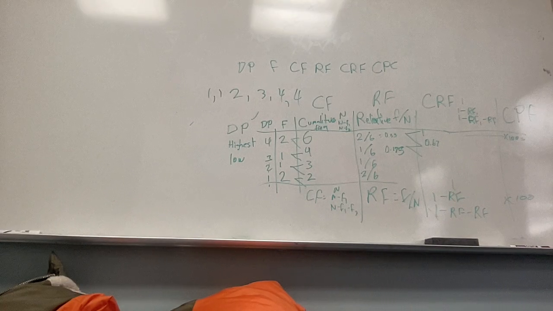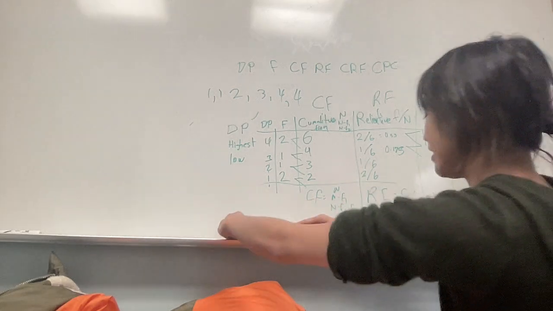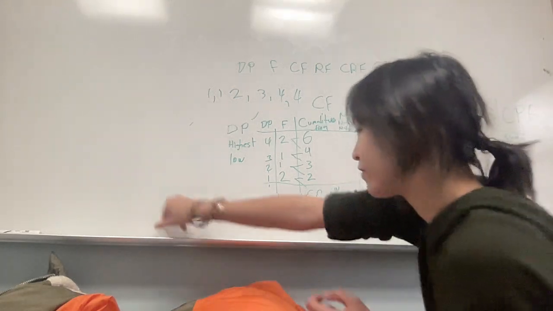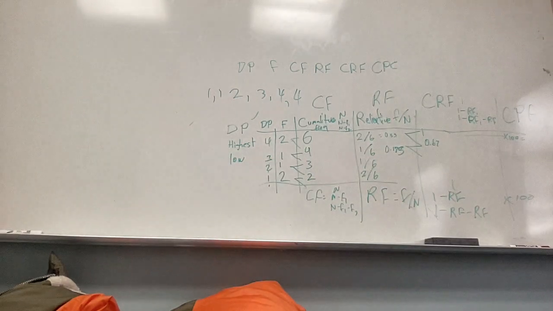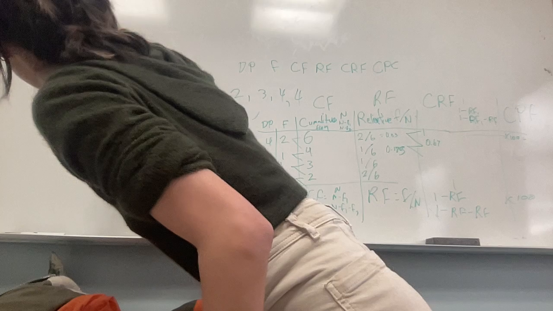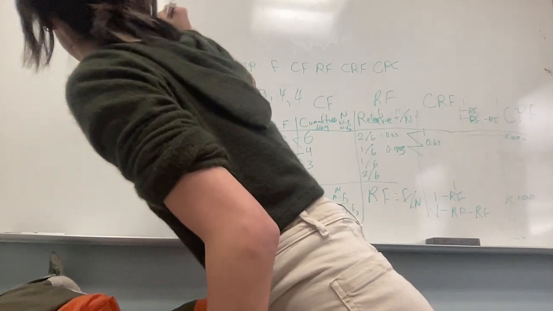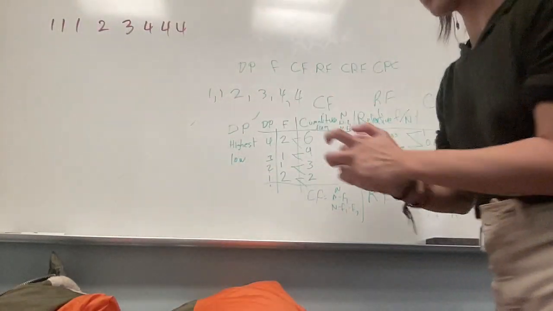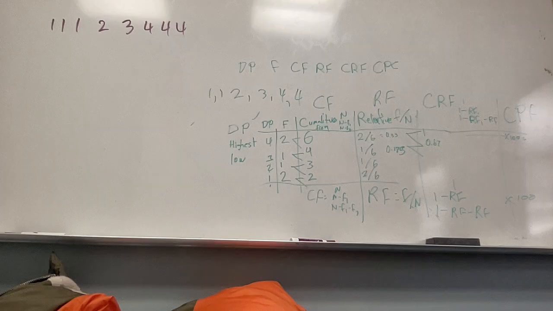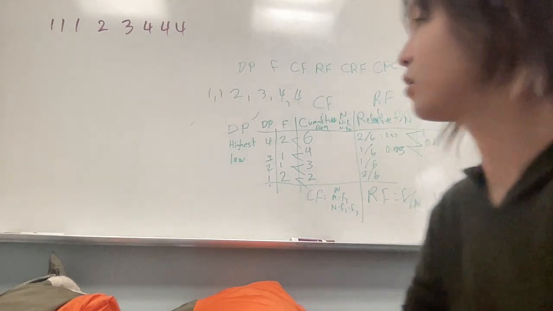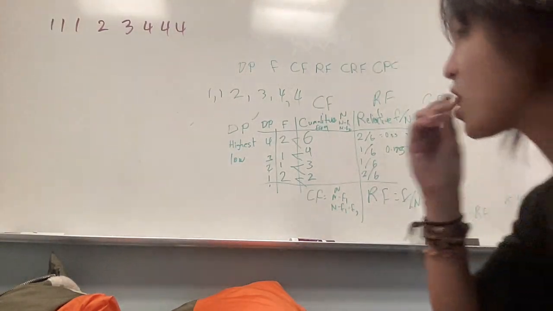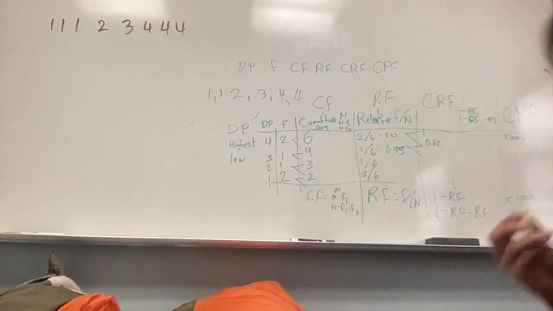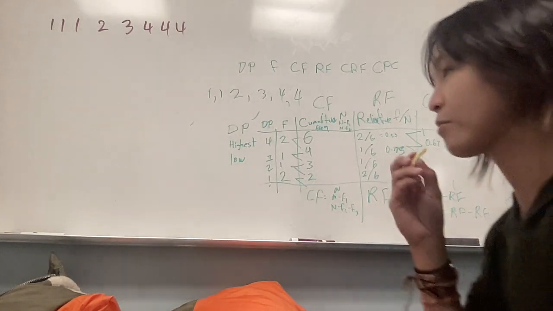So I know that's a lot. See if you can make the chart yourself. Let's imagine I gave you 1, 1, 1, 2, 3, 4, 4, 4. Data point. Frequency from high to low. CF is cumulative.